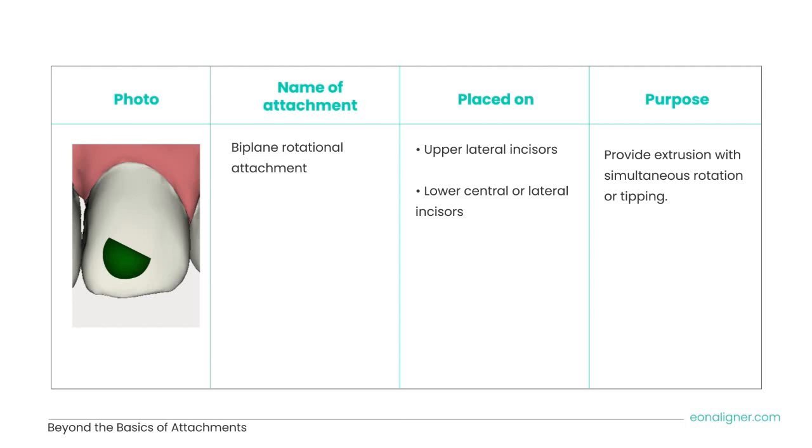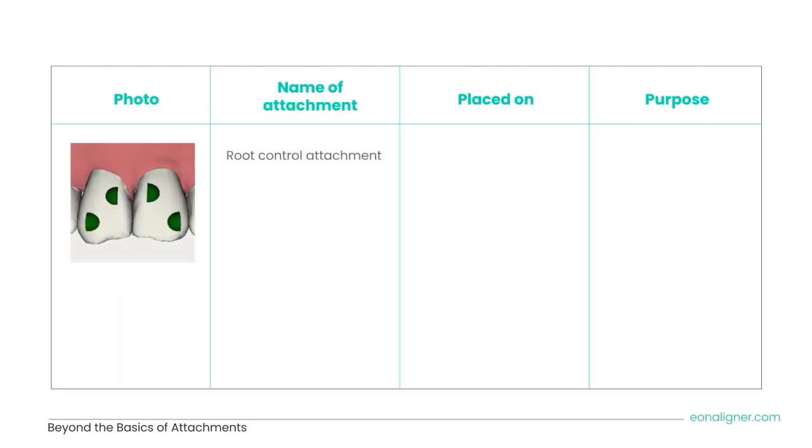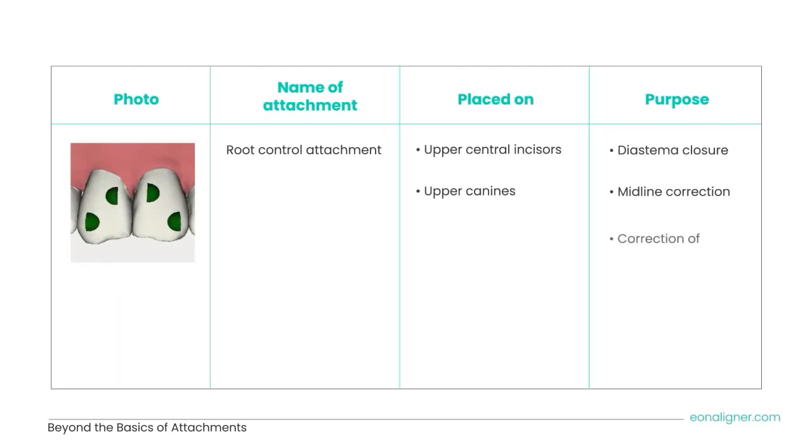And last is the root control attachment, which consists of two half-elliptical attachments that provide two active surfaces for forces to be applied on. This will prevent tipping movements and achieve better control of root position during mesiodistal movements. It is usually placed on upper central incisors and upper canines. It is used in cases when we're planning diastema closure or midline correction, and for any correction of mesiodistal tooth angulation.